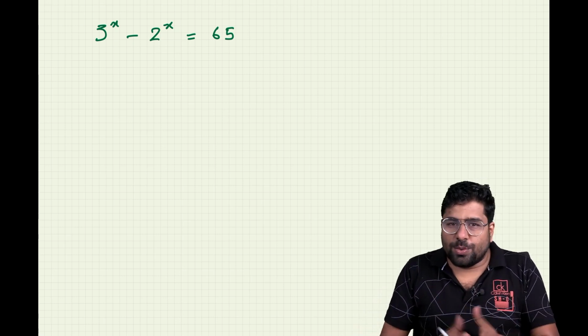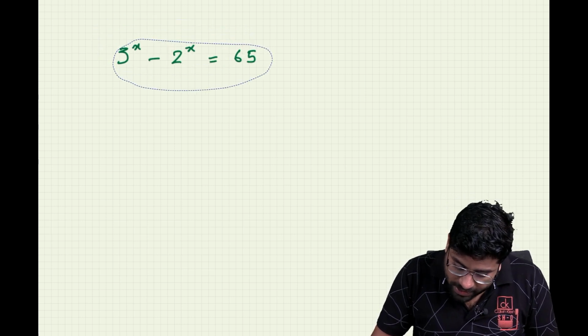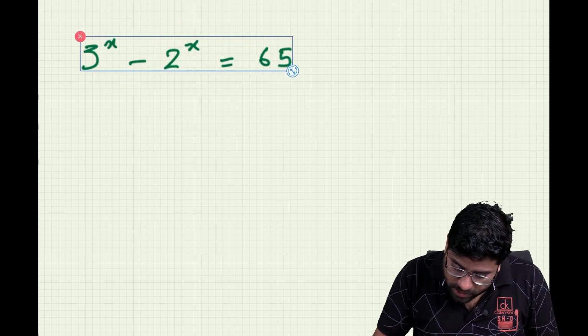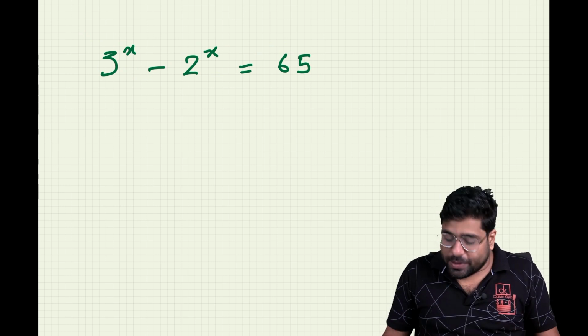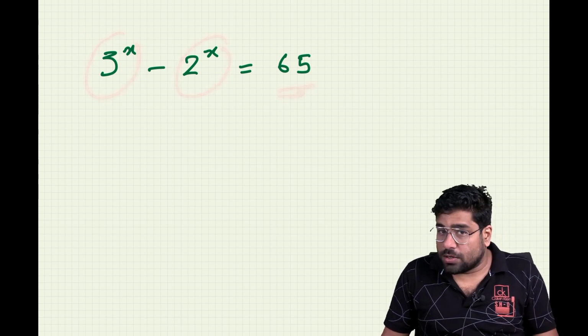So in this video we shall be discussing one important question from a Math Olympiad. You can see the question here on the screen in front of you, and the question is 3 raised to x minus 2 raised to x is equal to 65.